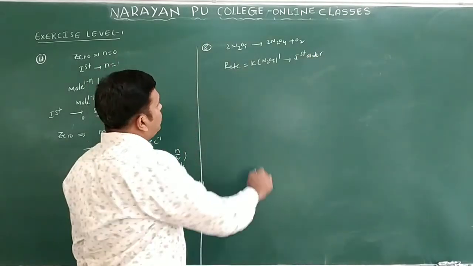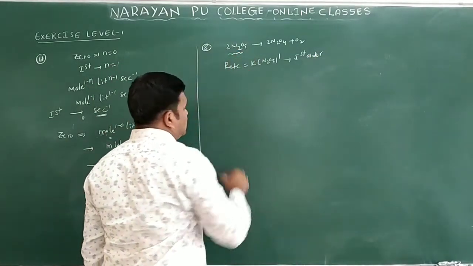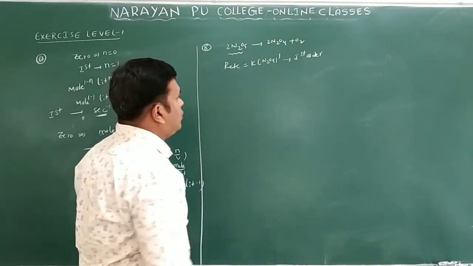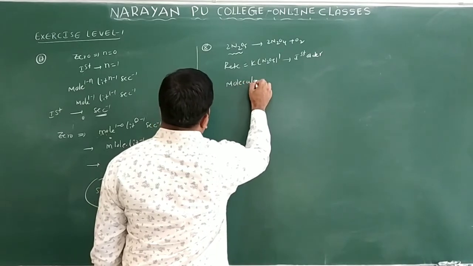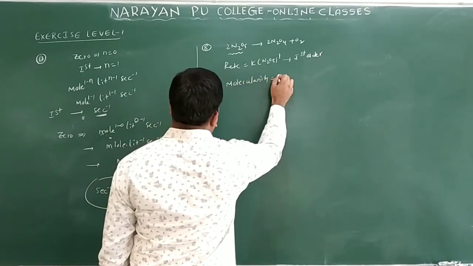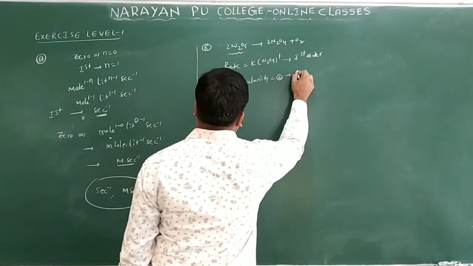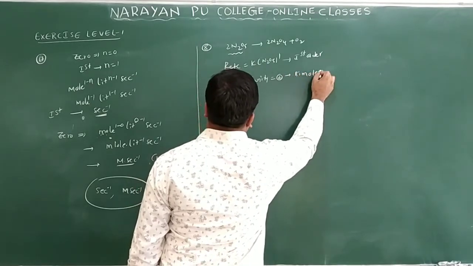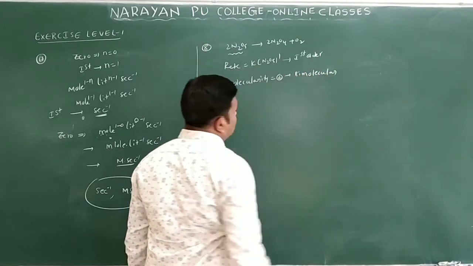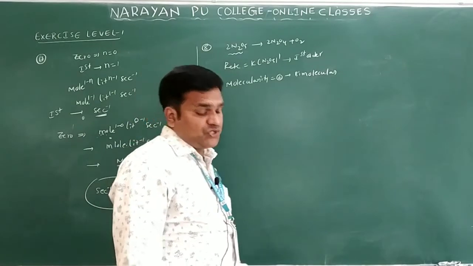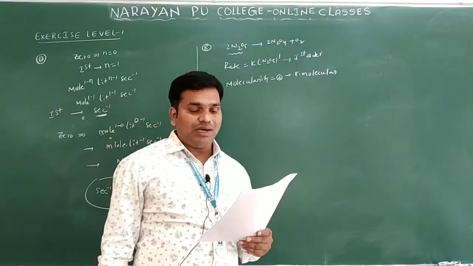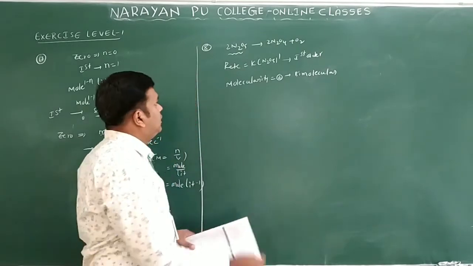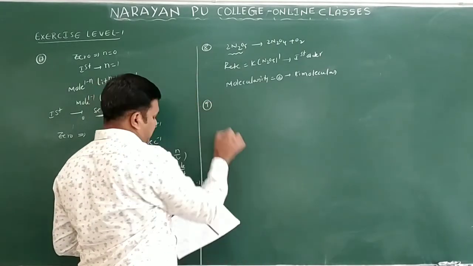Clear? Now, how many molecules are involved in the reaction? There are 2 molecules involved. So what is the molecularity? Molecularity is equal to 2. So can we say this is a bimolecular reaction? This is a bimolecular reaction and follows first order kinetics. So what is your answer? Option 3, bimolecular and first order. Clear? And now we will see question number 9.